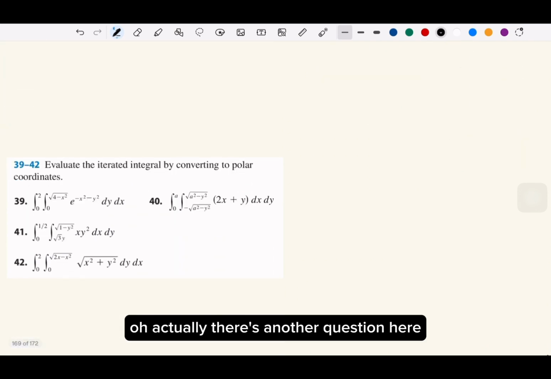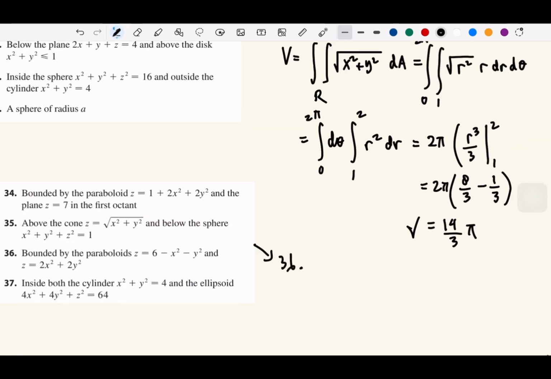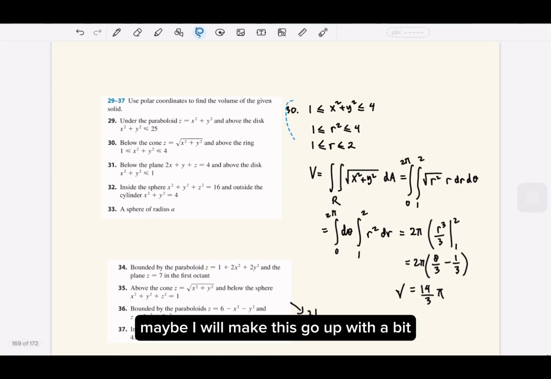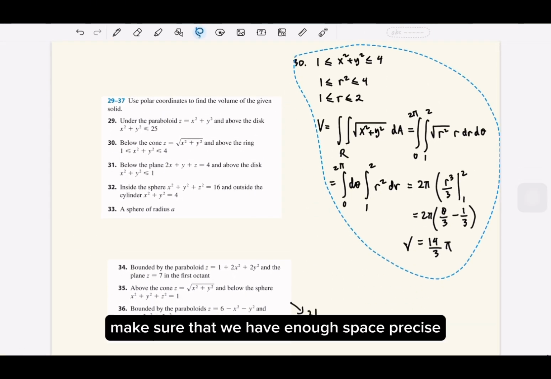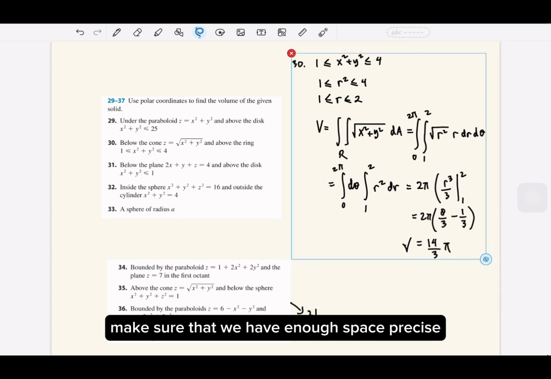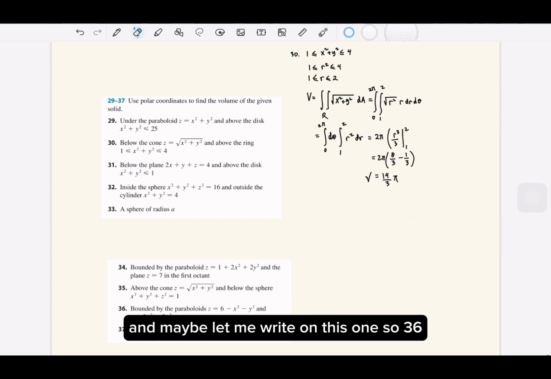Oh, actually, there's another question here. Okay, let me check this 36. Okay. Maybe I will make this go up a little bit. Make sure that we have enough space. Resize. Maybe go ahead there. And maybe let me write on this one. So 36.